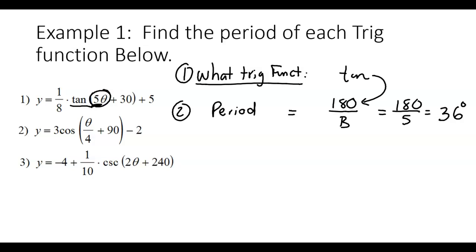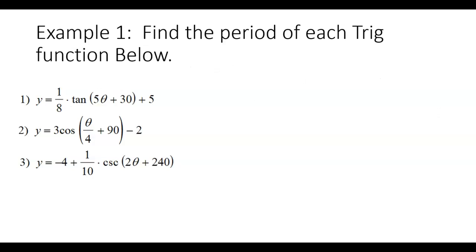All right. Let's go ahead and take a look at number 2. What kind of a function are we dealing with here? Well, this is a cosine. Usually cosine has a period of what? 360. So, but what's our b value? Well, it's not 4. It's actually 1/4.